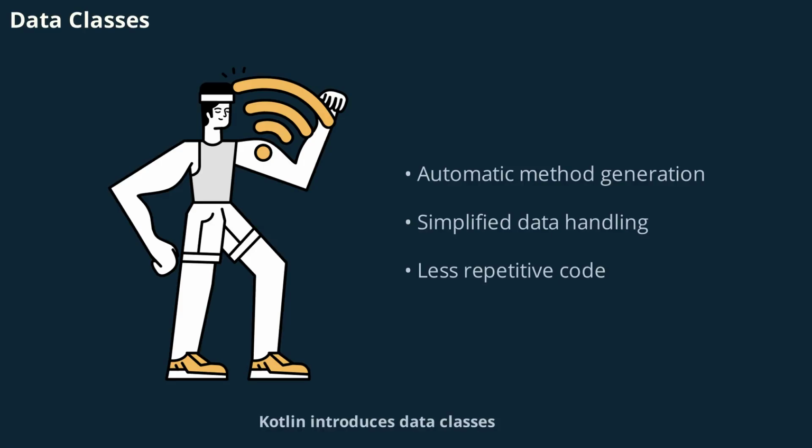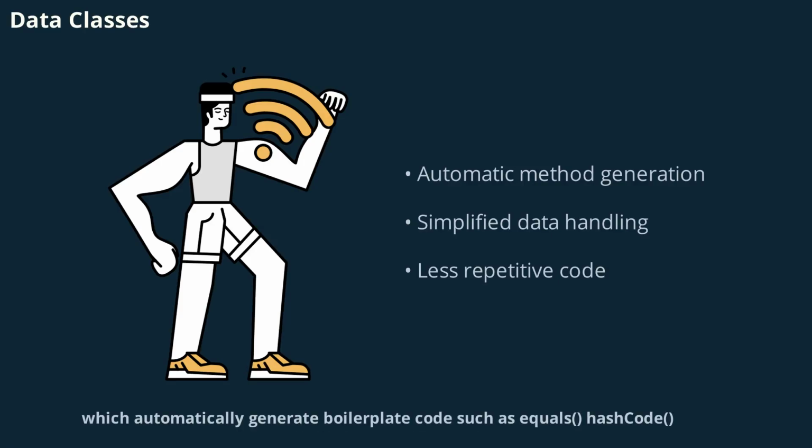Kotlin introduces data classes, which automatically generate boilerplate code such as equals, hashCode, and toString methods. This simplifies data holding and manipulation, allowing developers to focus on core logic rather than repetitive coding. Java requires manual implementation of these methods, making Kotlin more efficient for handling data.